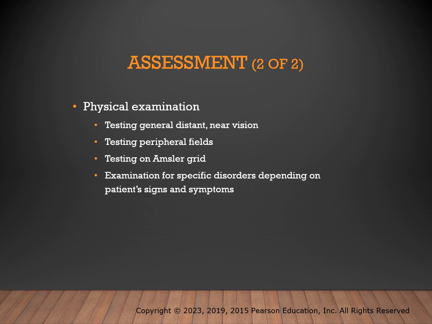Physical exam. Physical examination for diseases of the eye should include testing the patient's distant and near vision, testing peripheral fields, and testing on an Amsler grid. And I showed you a picture of the Amsler grid, and that's for age-related macular degeneration. Examination for specific eye disorders will depend on the signs and symptoms, of course.